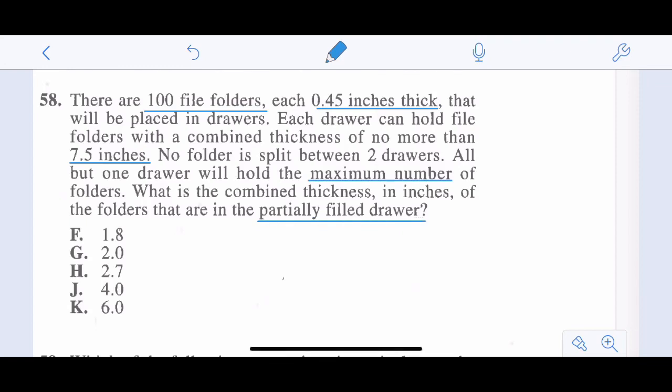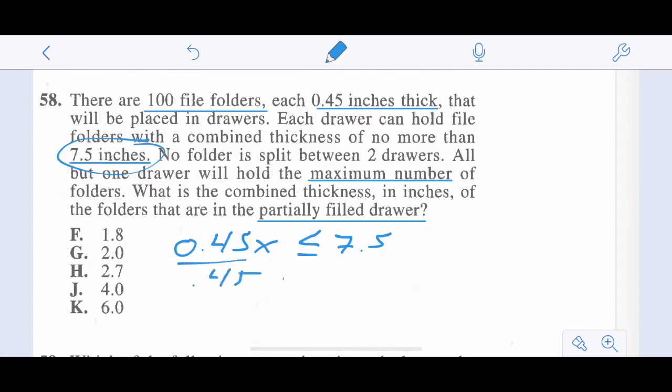So our first step is how many folders can fit in a drawer. We have 0.45 is the thickness of each folder, times x, and that has to be less than or equal to 7.5, how much each drawer can hold. So we solve for x, so divide each side by 0.45, and you get x equals 16.6. So each drawer can hold 16 folders because it can't hold any partial folders.